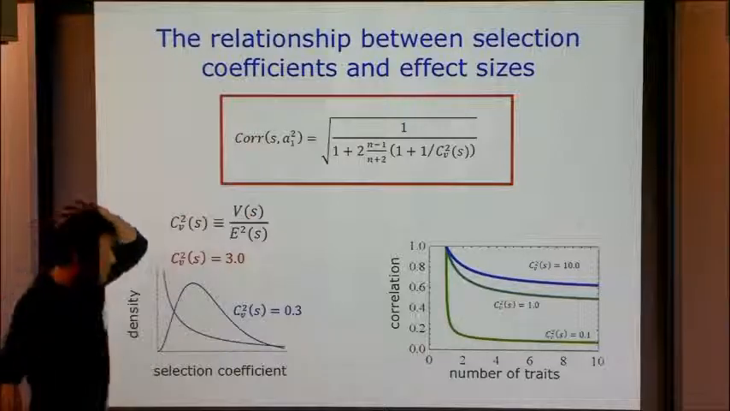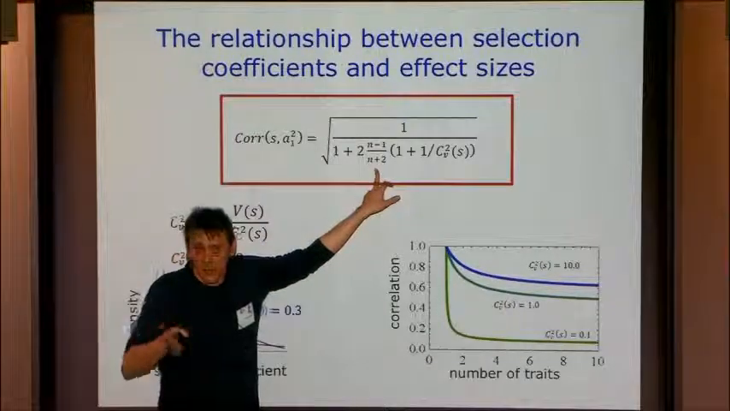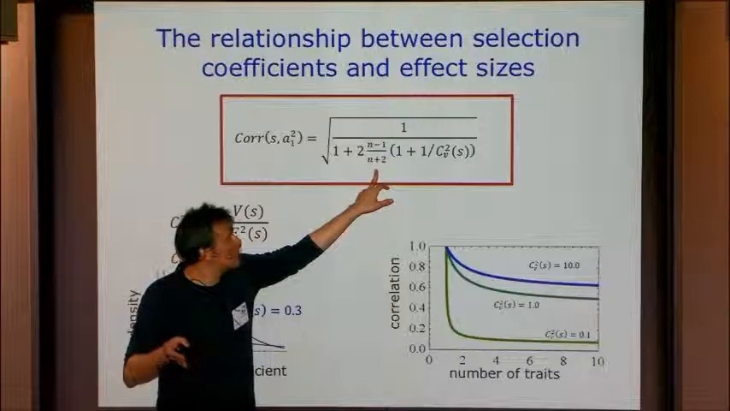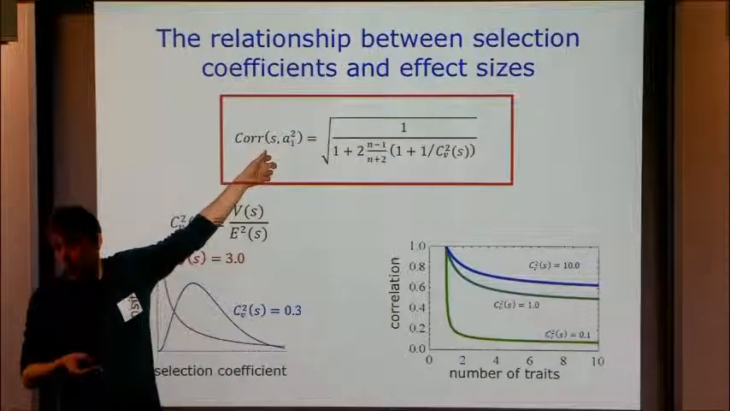And so, at least with respect to pleiotropy, this fits our intuition. So when the dimension is 1, then this correlation becomes 1.